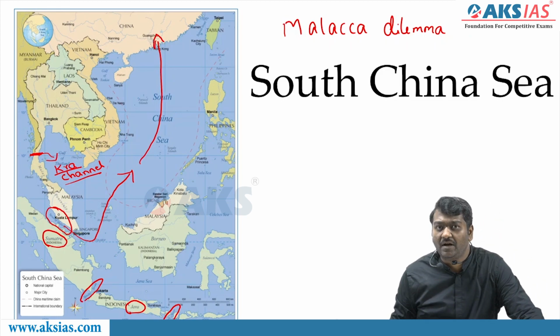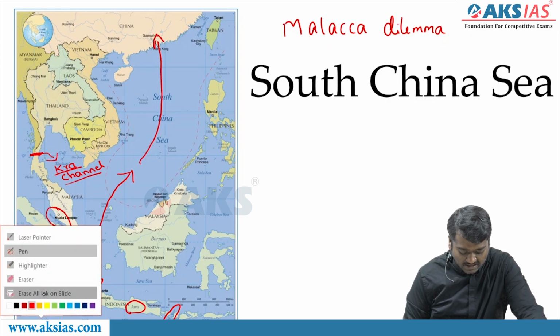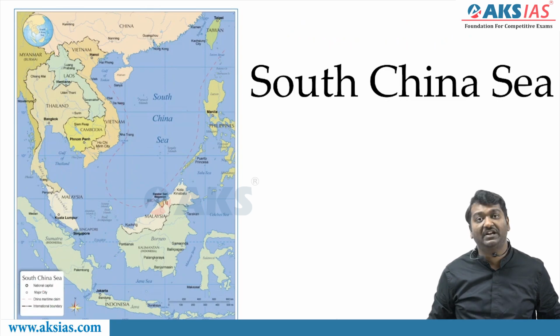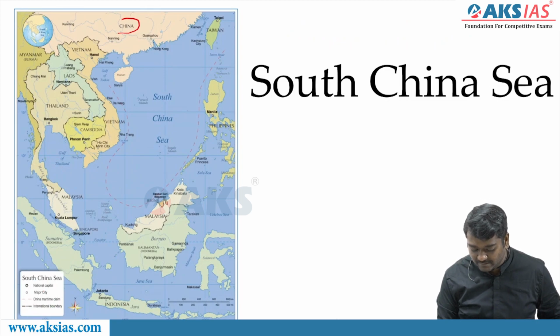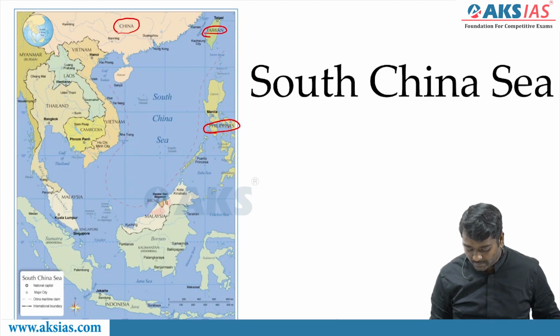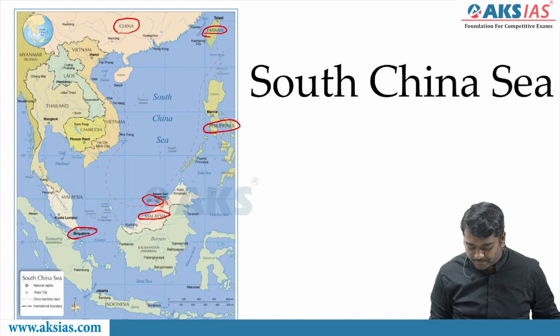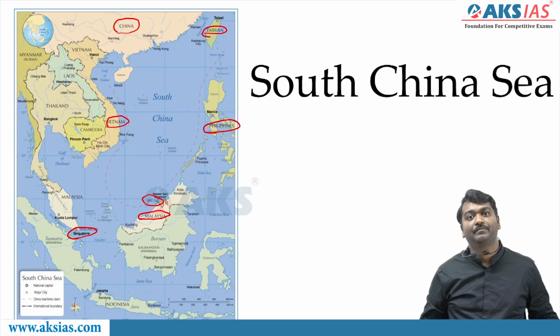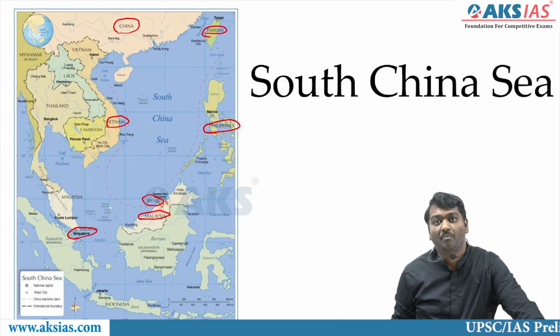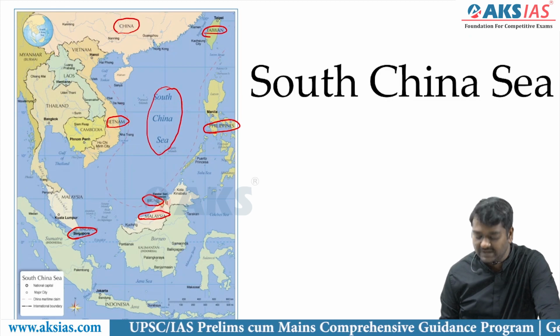But China does not have very good relations with the countries having a border in this region. First, let us see the countries which have a border with the South China Sea. Can you check here? Taiwan, China, Taiwan, Philippines, Malaysia, Brunei, correct? A little bit of Singapore, Vietnam. They all have a border with what we call the South China Sea.